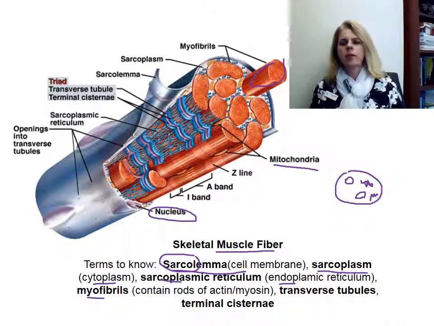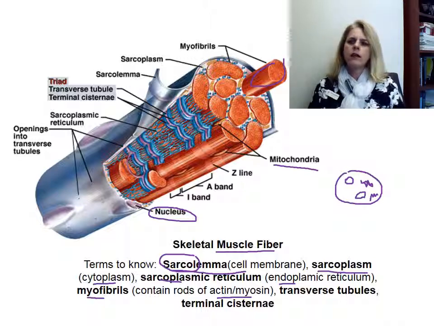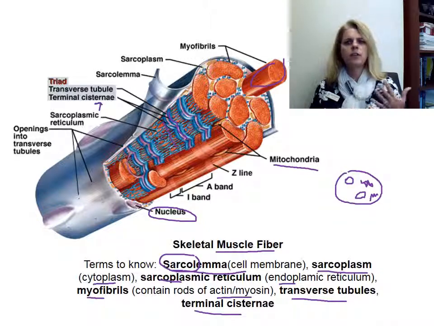Again, you have the myofibrils, and these myofibrils have something even smaller in them called actin and myosin, which we'll talk about a little bit later. You have what are called transverse tubules, or T-tubules, which are these things here. And then you have what's called a terminal cisternae. Again, you can look at your book and look at these terms and learn how to define those. We're going to use these terms as we move through muscle physiology, but I'm just introducing them to you now, and you'll hear them and see them again.